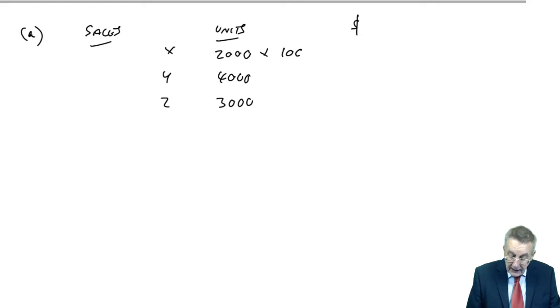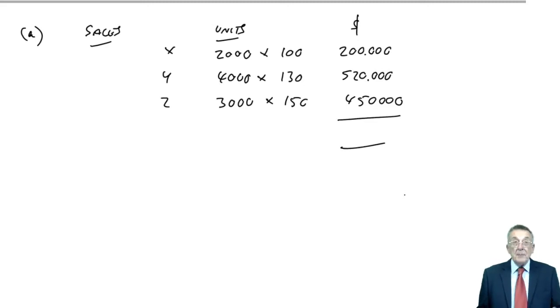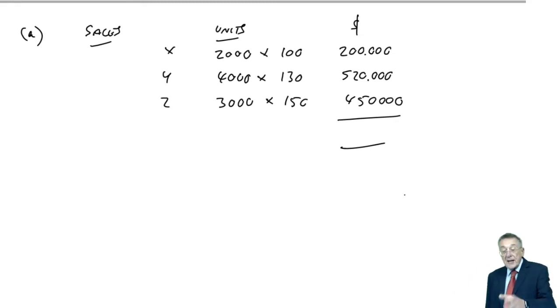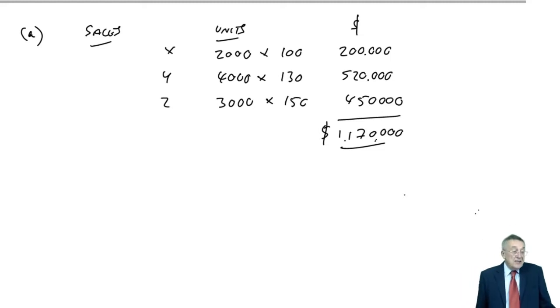Well, X is at 100, so 200,000. Y, 130, so 520,000. Z, 150, so 450,000. And I think what would be useful, of course, ultimately, if we were doing an income statement, not only do we need to know how many units of each we want to sell, but the total revenue we're budgeting on, which is 1.17 million. So that was an easy one.